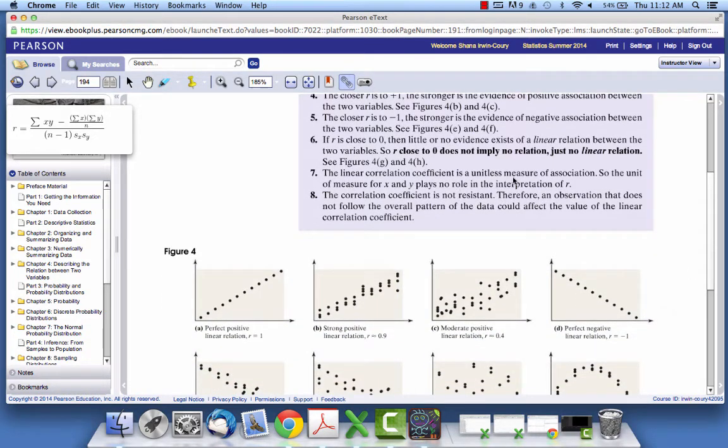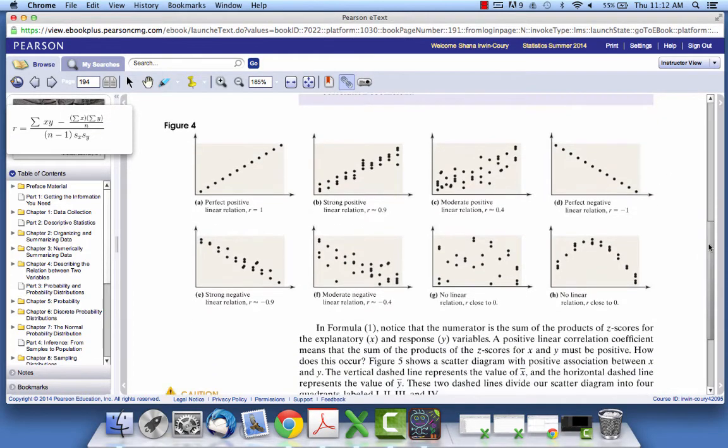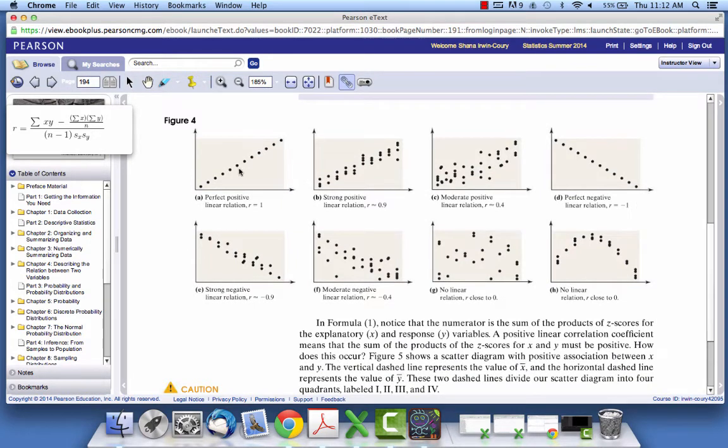Correlation coefficient is unitless, because remember that we put everything into terms of standard units. So at any rate, you get rid of anything like inches or feet or miles, because everything's just standardized to the normal curve. It is not resistant. Things which don't follow the overall pattern could really affect the linear association.